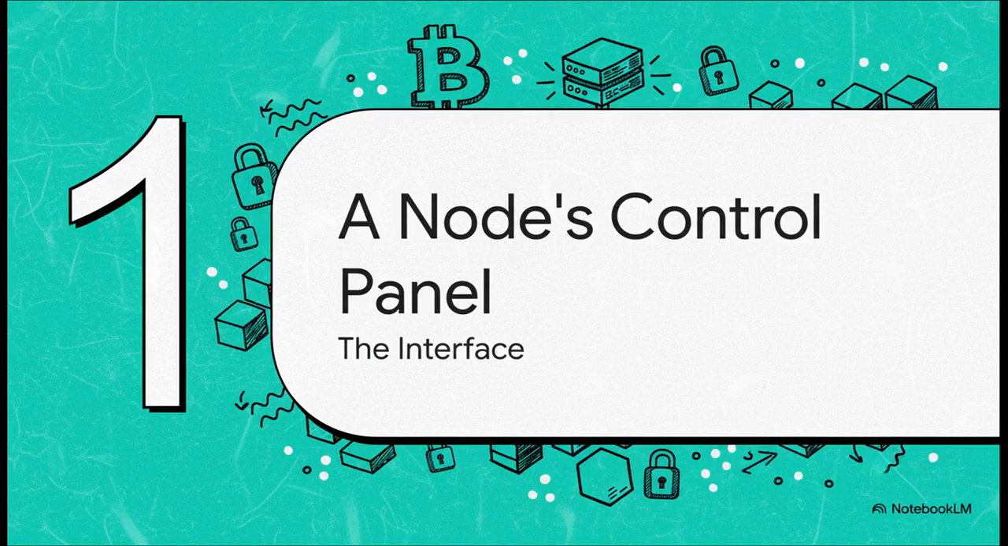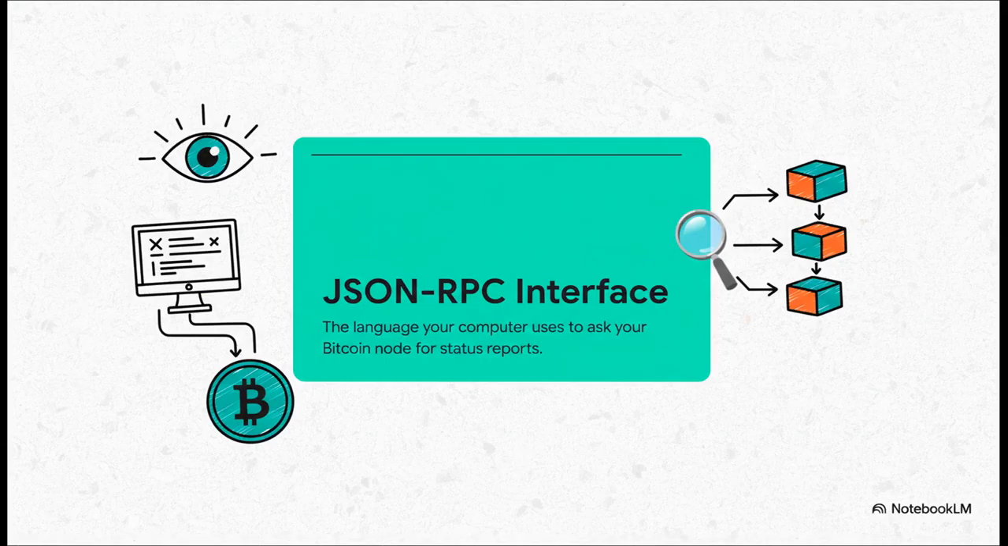Okay, so let's start right there with that control panel. How do we even get to it? What kind of language does it speak? Figuring this out is really the first step to feeling comfortable running your own node. To talk to your node, your computer uses this special kind of language. It's a really standard way to send a request and get a reply back that's clean and organized.